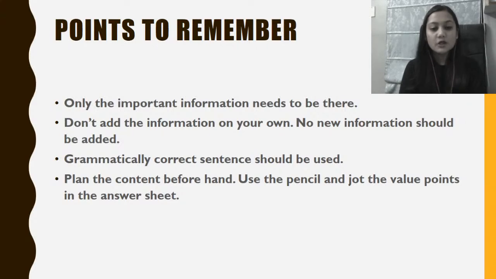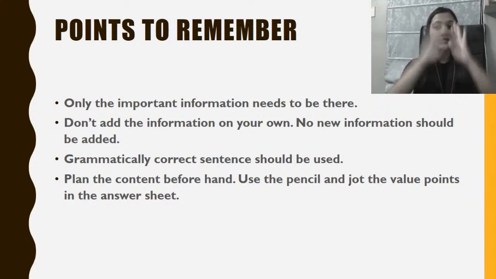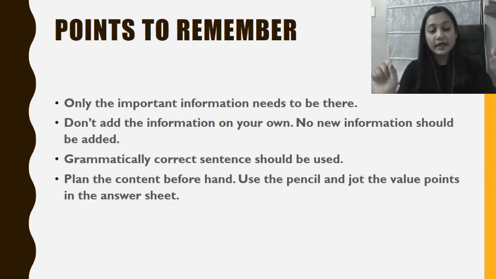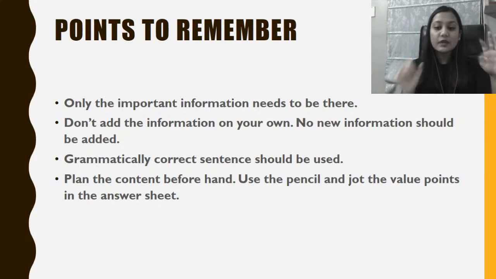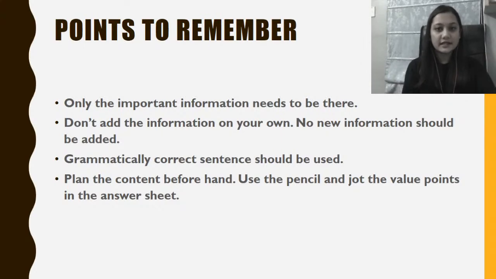Okay. Plan the content beforehand. Use the pencil and jot down the value points in the answer sheet. For example, you have got a question on a telephonic conversation on which you need to write a message. So use a pencil. Do not simply use your pen and start drafting it out. No. First of all, prepare a rough draft and then start jotting down whatever value points you want to add. And then once you are satisfied, once you're final with whatever you want to write, after that you can simply finalize the content.